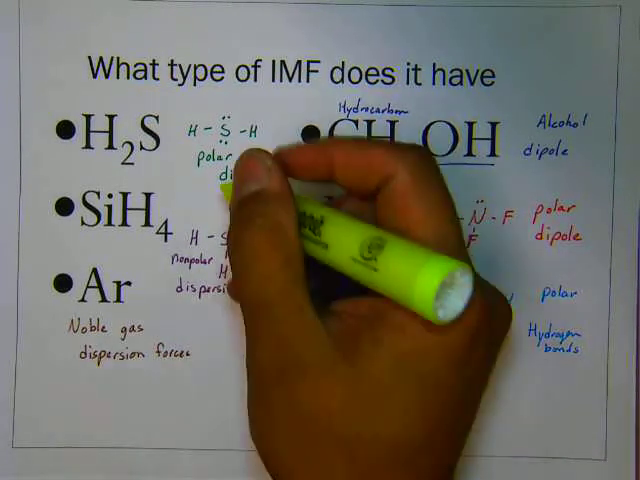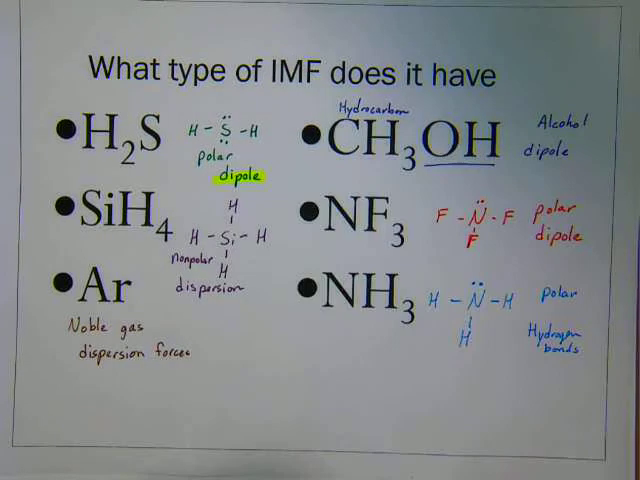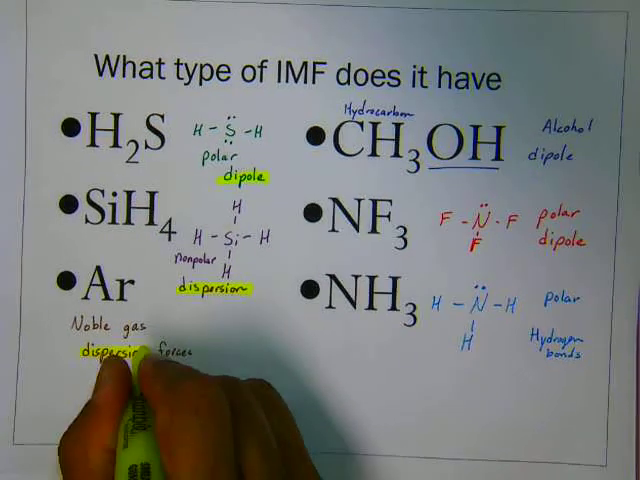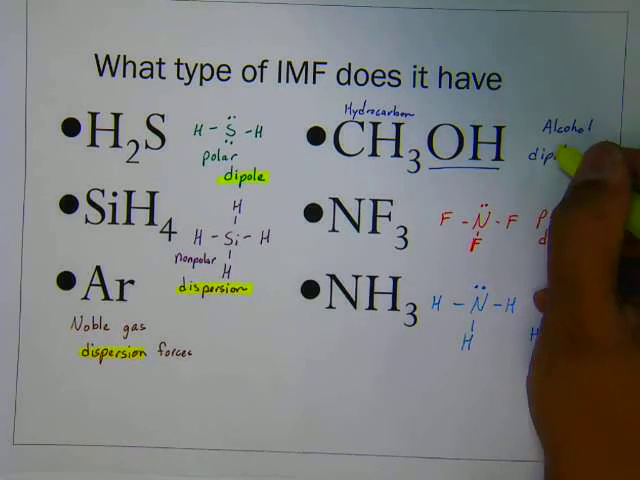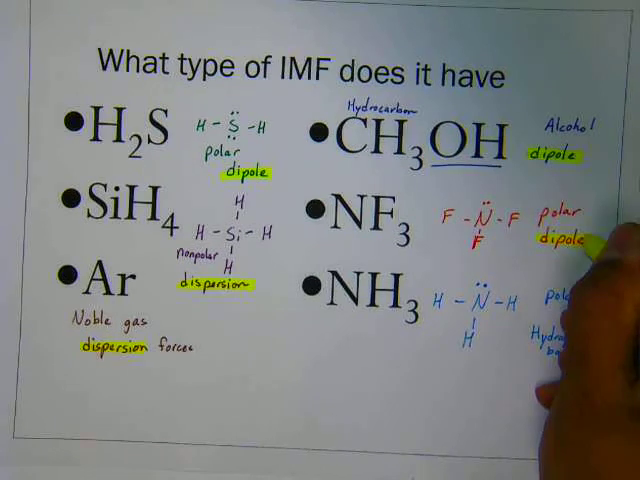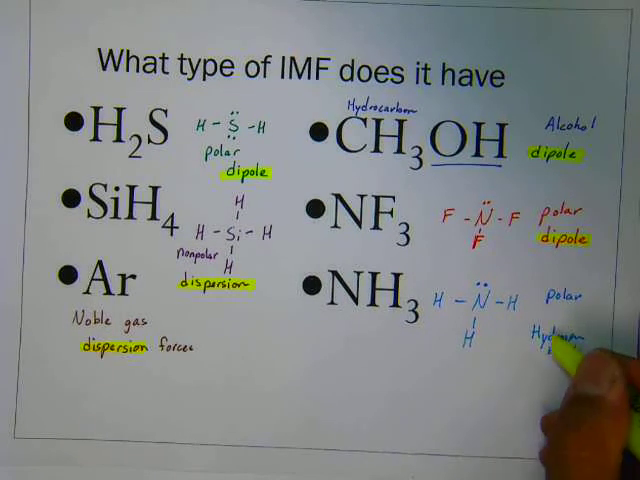So H2S is dipole, SiH4 is dispersion, argon is dispersion, CH3OH is dipole, NF3 is dipole, and NH3 is hydrogen bonding.